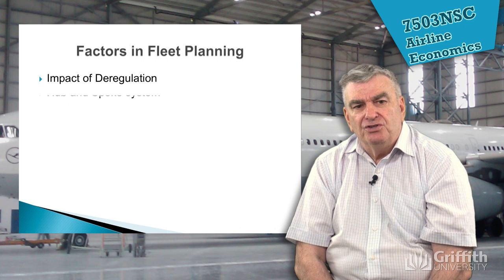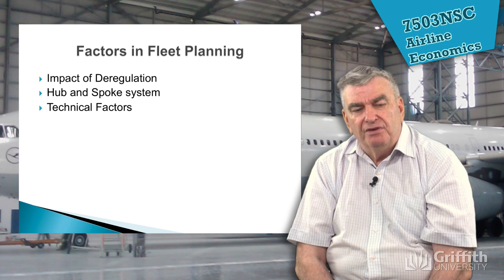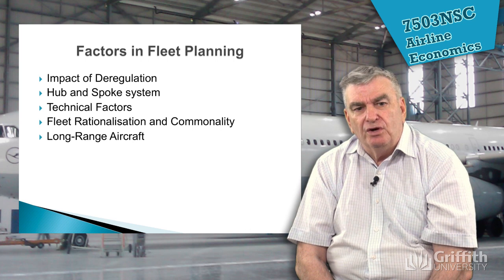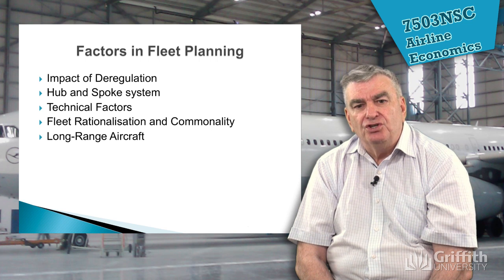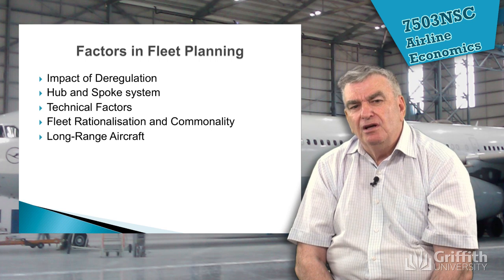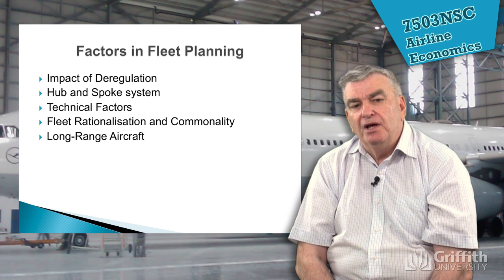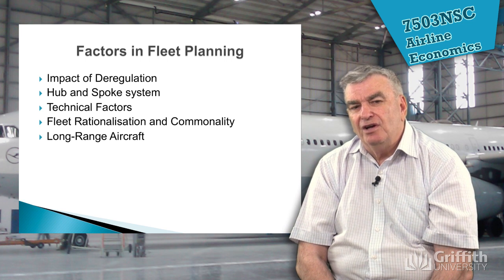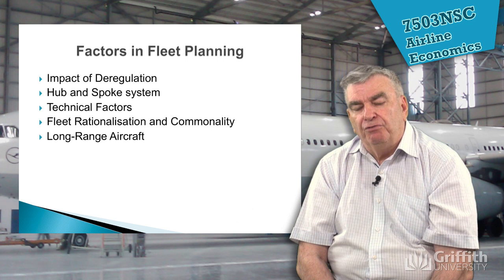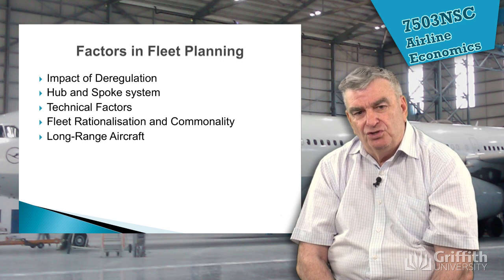If we look at factors in the fleet planning itself, as we've said, we look at all of these factors in very, very great detail. And of course, one of the things that we look at is fleet rationalisation and commonality. This is a big one because the more types you have in your fleet, the higher the cost of ownership in having another logistics system to support them. Long-range aircraft. A long-range aircraft can mean that you're cutting down at a call where you have the costs of turnaround and other features such as disruption to the passenger schedule.